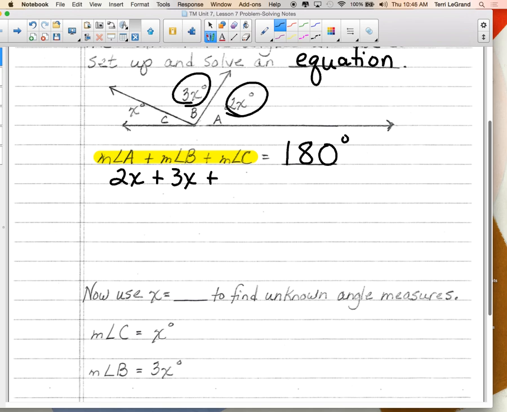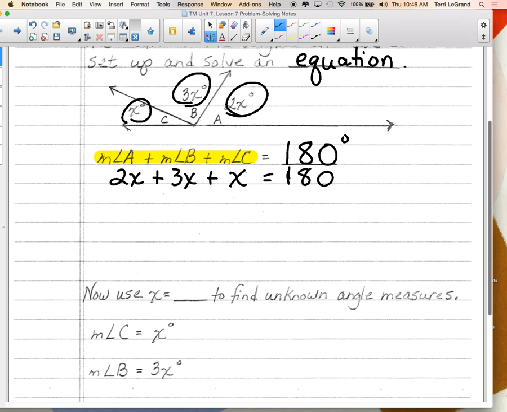And how about C? Just x. It's right here. We're going to substitute x in for the measure of angle C, and we don't need to do any substituting here. All we're going to do is ditch the degree sign for the moment. Because now we have an equation that we're going to solve for x.